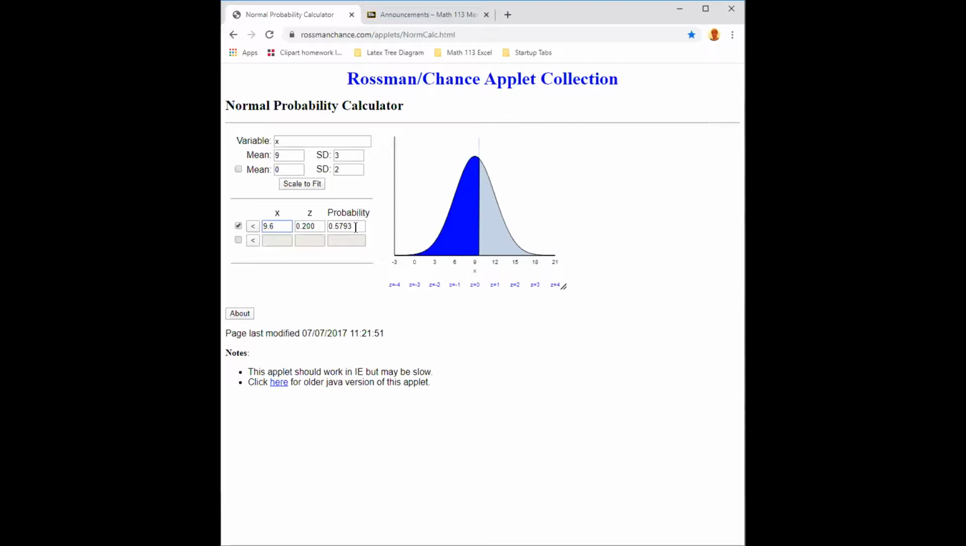And then if I look at a sample of 100 patients, and I'm wanting to know the probability of their average stay being less than 9.6, the thing that changes comparing a single patient to the average for the 100 patients is just that standard deviation. So that standard deviation gets divided by the square root of my sample size, so by the square root of 100, so it changes to 0.3. I'll click Scale to Fit, and now my probability changes to that 0.9772.